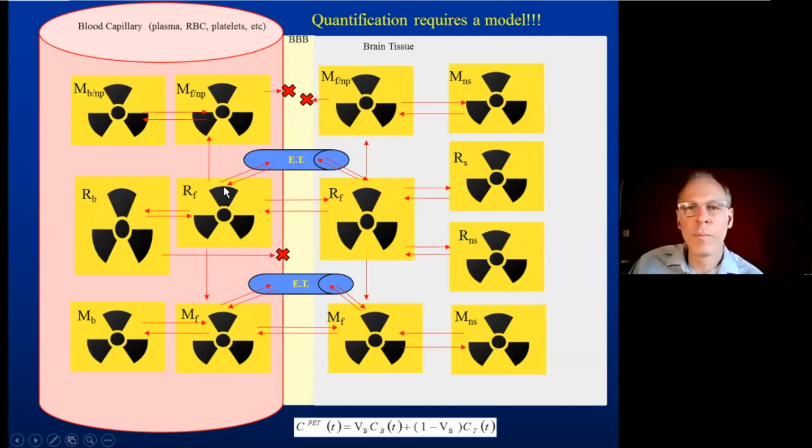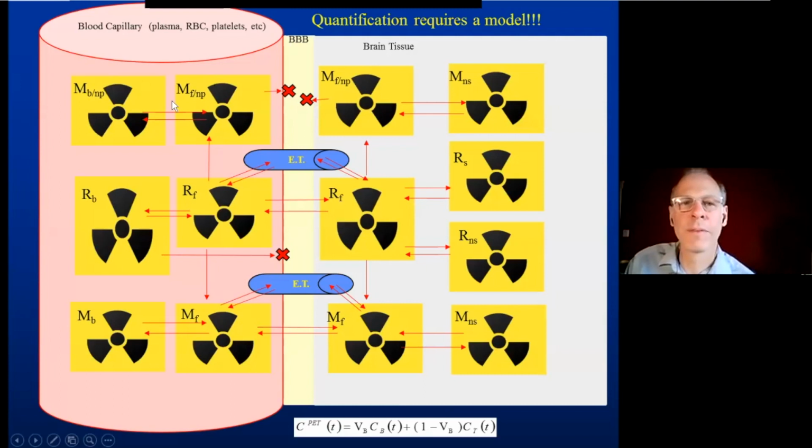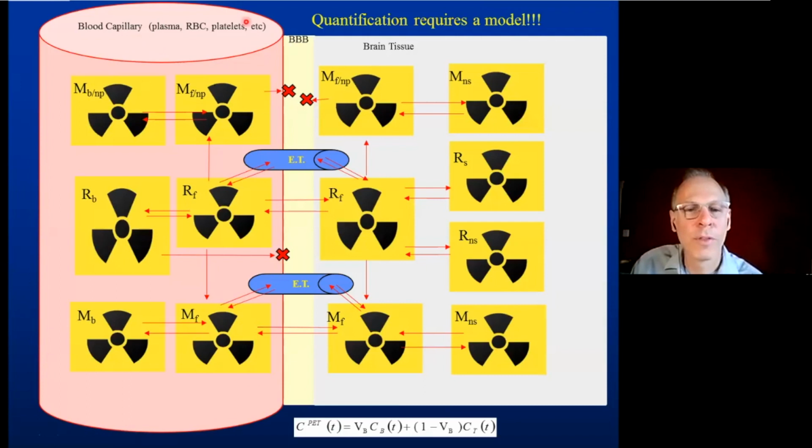So to make a model, let's think in all the contributions of activity to a time activity curve of an anatomical region in the PET image. Inside of a region of interest, we will have radioactivity coming from the blood and radioactivity coming from the brain tissue. And between the blood and the brain tissue, we will have the blood-brain barrier.